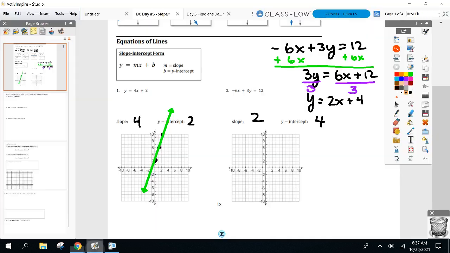Eric, here we go. What point do I graph first? Which is 4 on the y-axis. How can I find more points from 4? Up 2 over 1 to the right. There you go. And if you want to do another one, up 2 over to the right one. Good job.